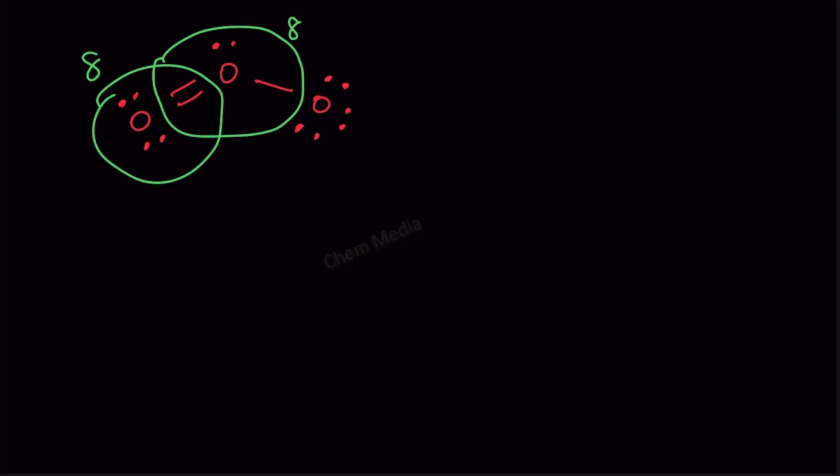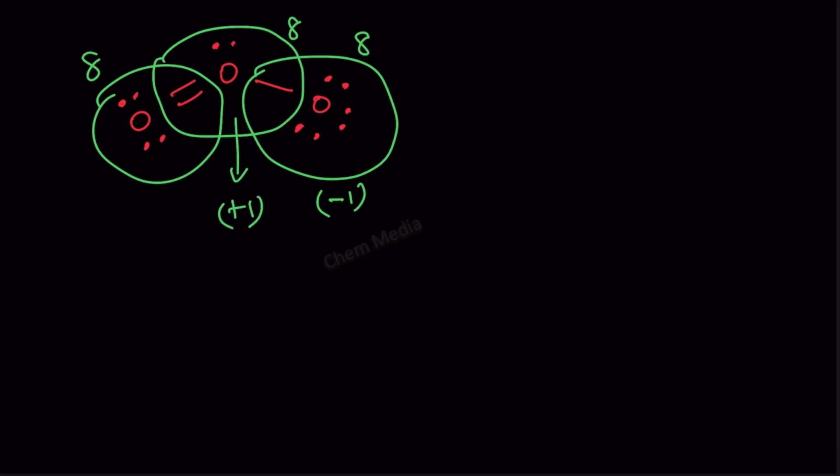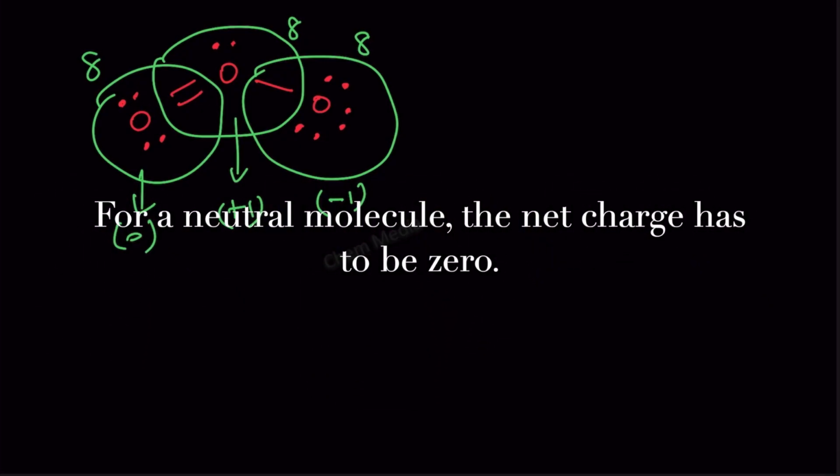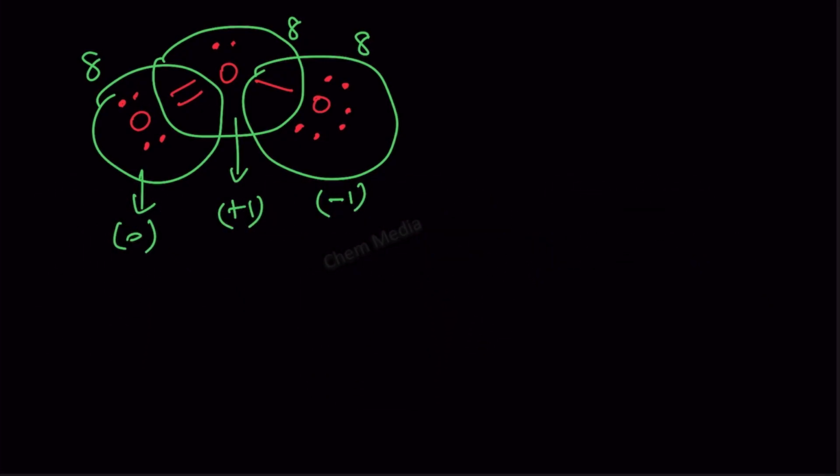Even if you calculate the formal charge for this, the net charge would become 0. Here you will get minus 1, for the central atom you will get plus 1, and for this one you will get 0. So, the net charge is 0, therefore, this is the best Lewis structure. In the best Lewis structure we have 6 lone pairs of electrons. So, therefore, 6 is the correct answer here.